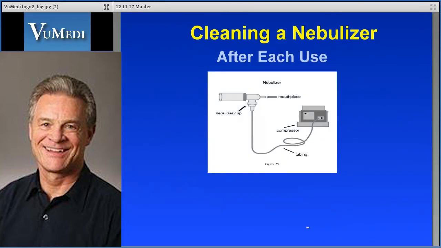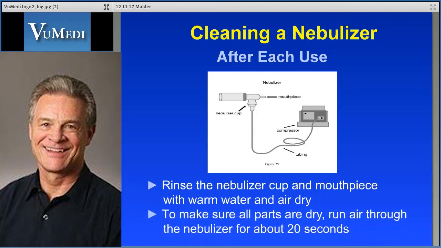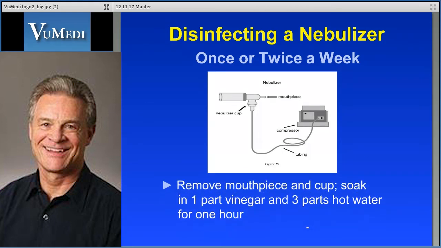The nebulizer should be cleaned after each use. Rinse the nebulizer cup, shown here, and the mouthpiece, shown here, with warm water and air dry. To make sure all parts are dry, run air through the nebulizer for about 20 seconds. The nebulizer should be disinfected once or twice a week. Remove the mouthpiece and the cup and soak these in a solution of 1 part vinegar and 3 parts hot water for 1 hour. Then remove the mouthpiece and the cup from the solution and allow to air dry.